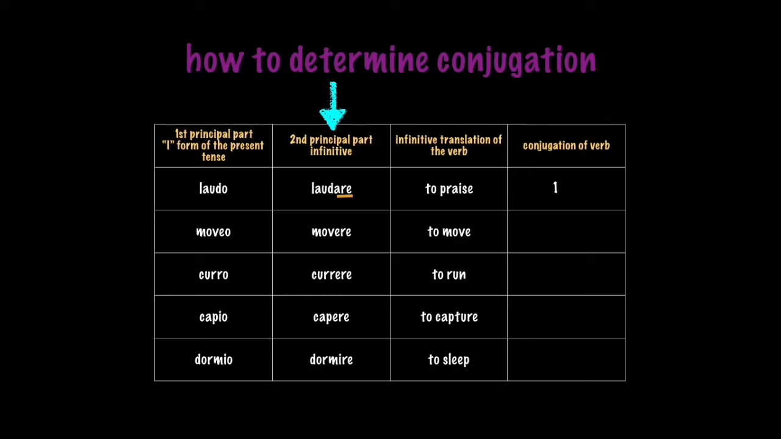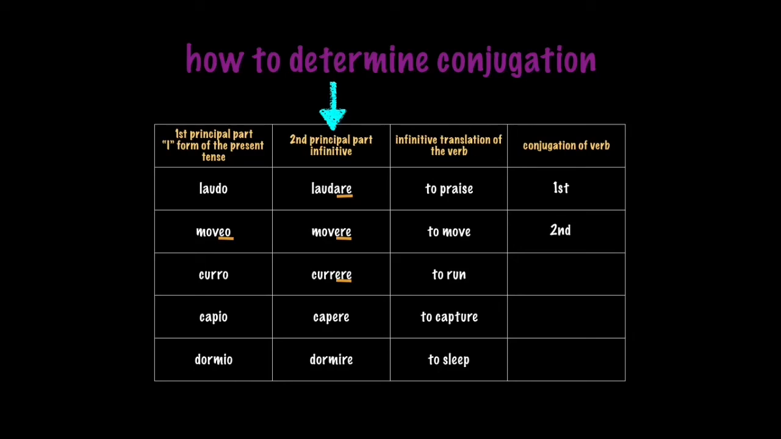If the infinitive ending is ARE, the verb belongs to first conjugation. If the infinitive ending is ERE and the first principal part ends with EO, that verb belongs to second conjugation.